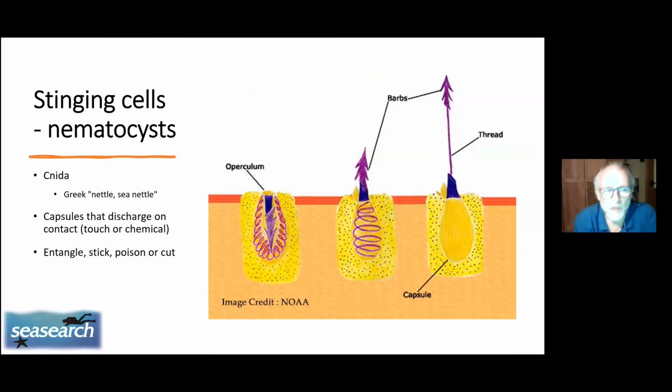What they all have in common is stinging cells called nematocytes or cnidocytes, coming from the Greek word for nettle or sea nettle. And these are specialized capsules that discharge on stimulus, either physical touch or chemical, and they will entangle or stick into or poison or cut their prey.